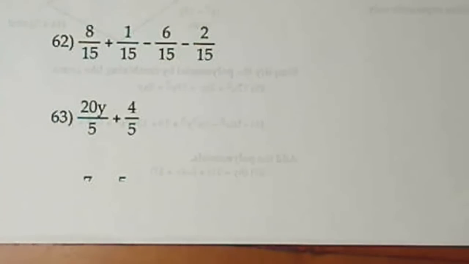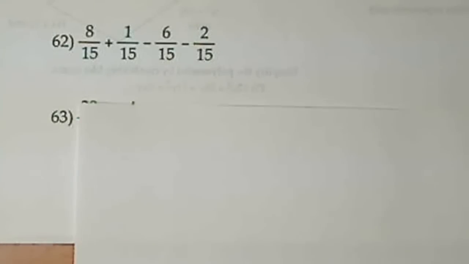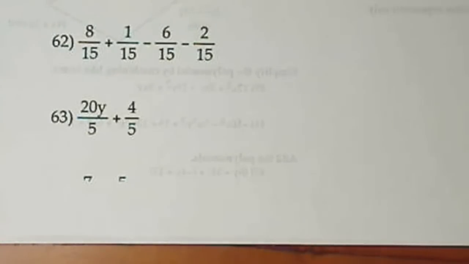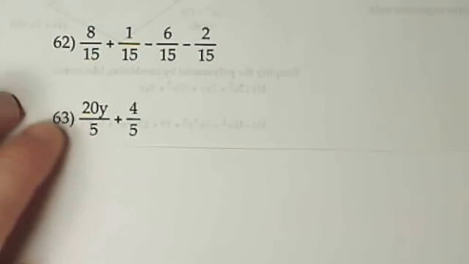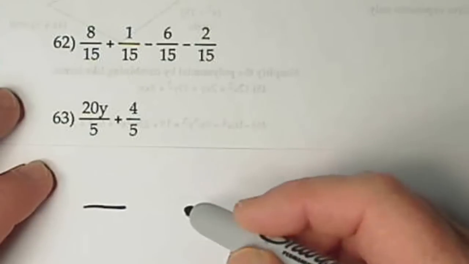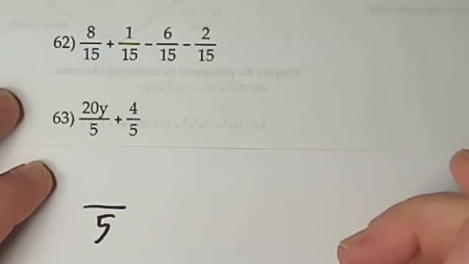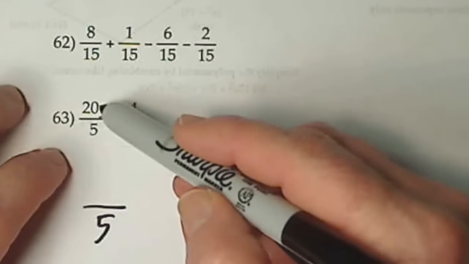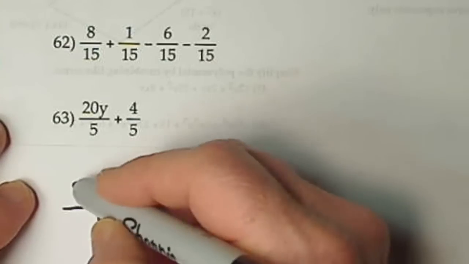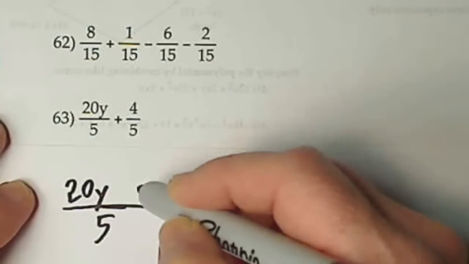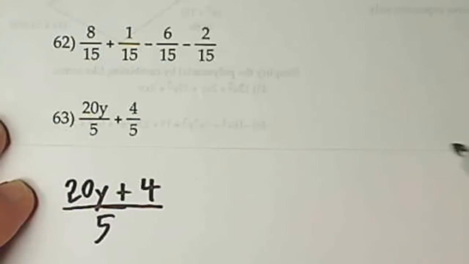Let's see, 63. Yeah, 63 is worth taking a look at. This brings into play the concept of like terms. Okay, we have common denominators, so we know the denominator is going to be 5. But these numerators are not like terms. So all I can do is write 20y plus 4 in the numerator, and I've got 5 in the denominator. There's nothing else I can do there.